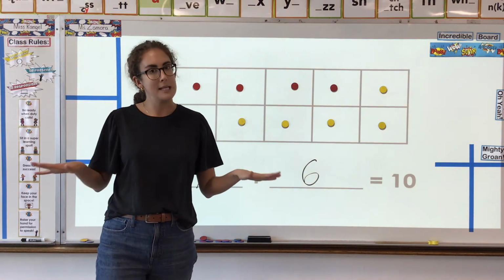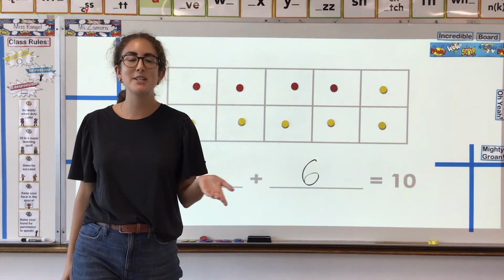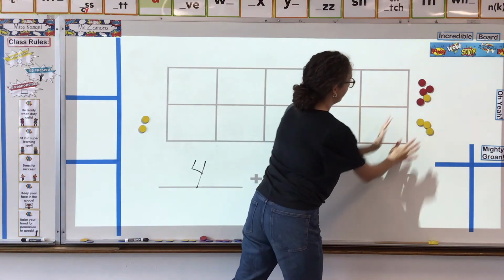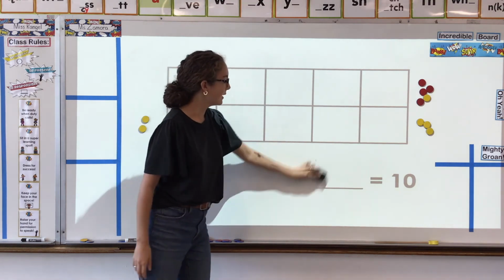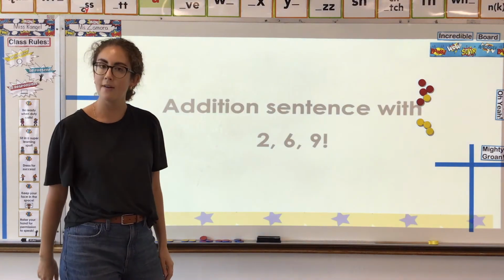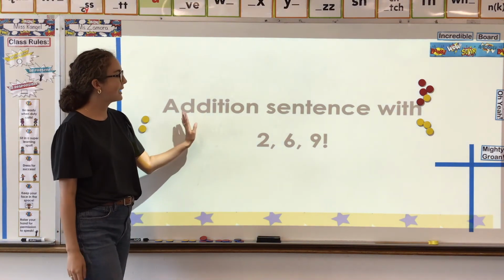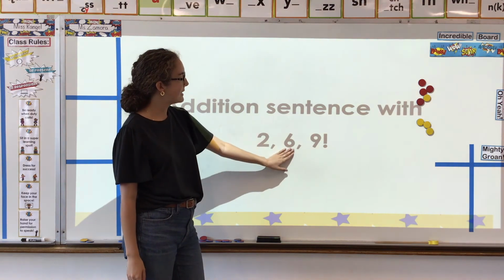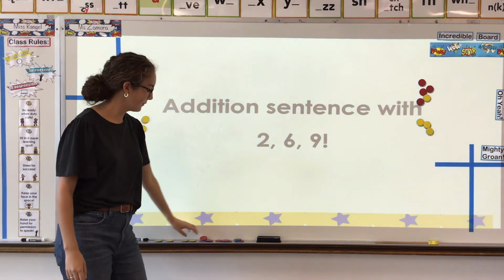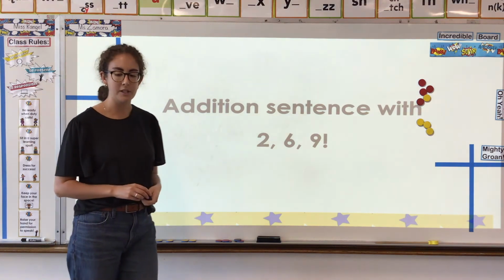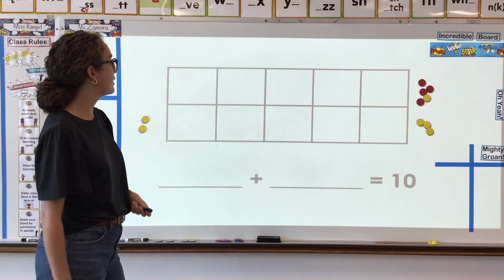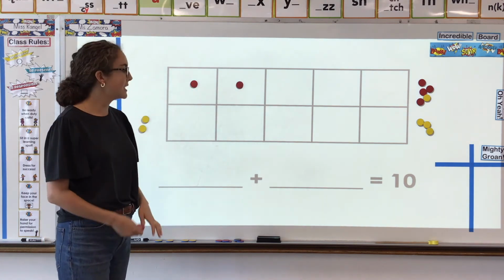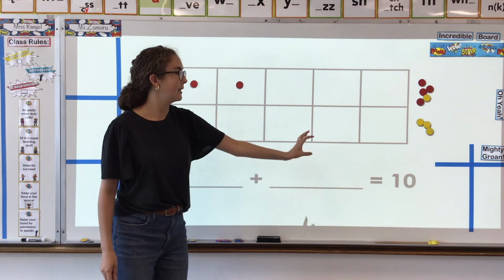So now you can take a little breather, but I am going to need you to create a video for me. So let me reset these. Your video is going to consist of this. You are going to make an addition sentence with 2, 6, and 9. So this is what you are going to do. You are going to show me 2 on your 10 frame, and you're going to say 2 plus blank equals 10.